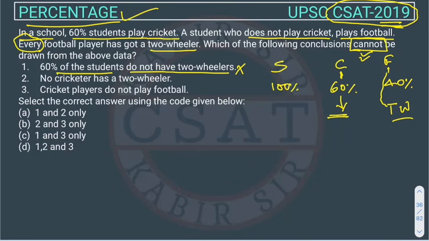No cricketer has a two-wheeler, right? So this is also not given, like the first one. We know about the football players, but we don't have information about the players who are playing cricket. So he's saying no, matlab no one, not a single one. So we cannot comment on this.